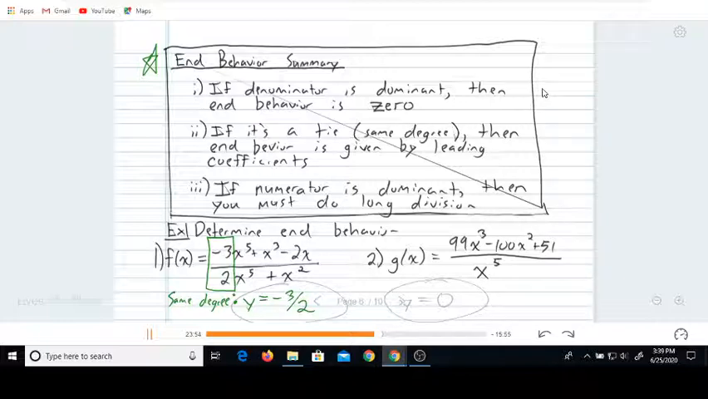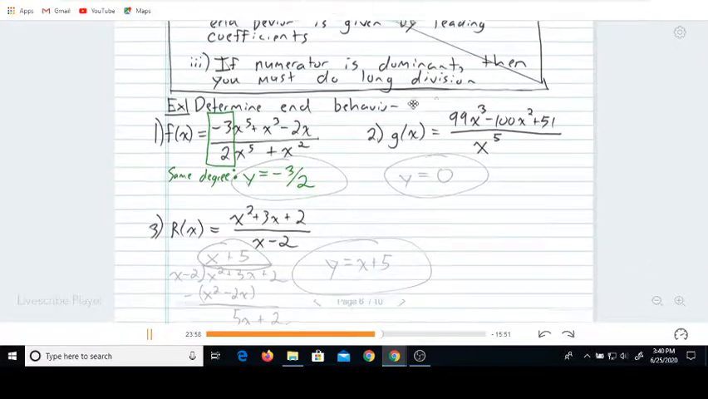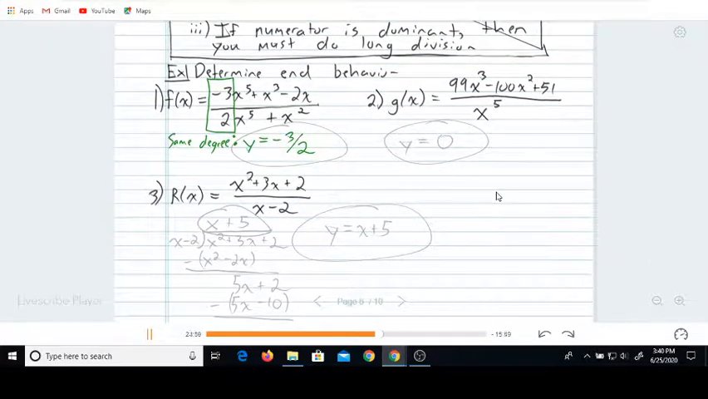Now notice in example 2, in the numerator, we have a 3rd degree polynomial. In the denominator, it's 5th degree. So 3rd degree versus 5th degree. Denominator is dominant. So in other words, the end behavior is going to converge to 0.